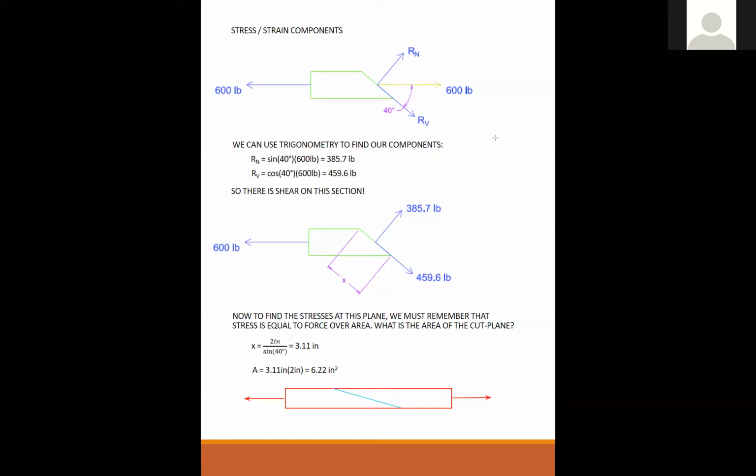I was just confused about the bottom part, where it's the stresses at the plane, like finding the area of the little section. Okay, this area here? Yeah. All right.